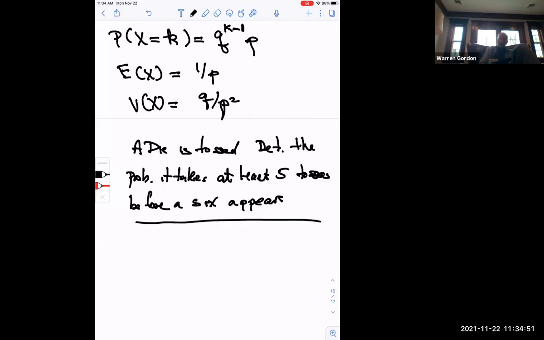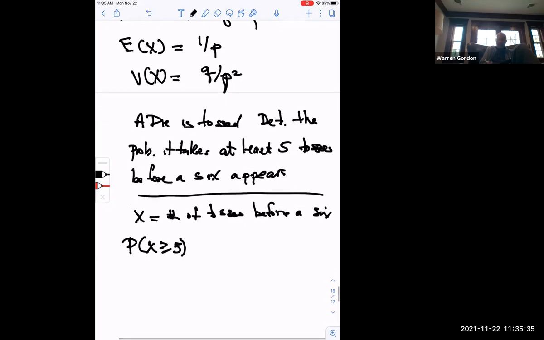Okay, so let's suppose I let x equal the number of tosses before I get a 6. So the question is, what's the probability that x is greater than or equal to 5? Maybe I'll show you how to do this. Okay.